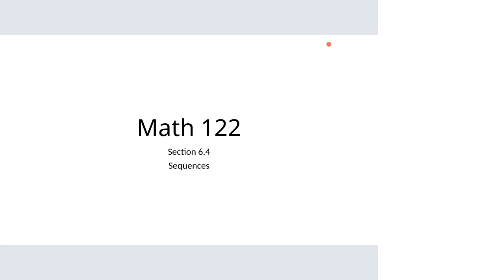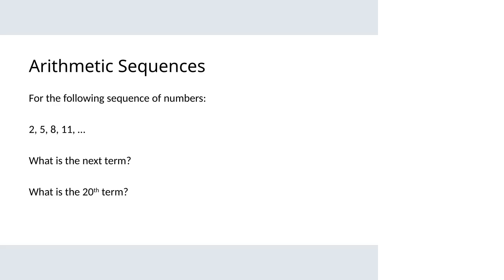All right, let's talk sequences. There are going to be two types of sequences that we are going to focus on, and the first of those are called arithmetic sequences. And rather than me just telling you what that is, I think you're going to be able to determine what that is by looking at an example of one. So if we look here at the following sequence of numbers, 2, 5, 8, 11, what do you think the next term would be?